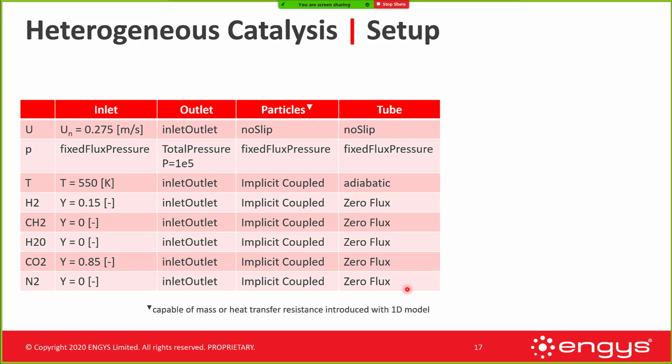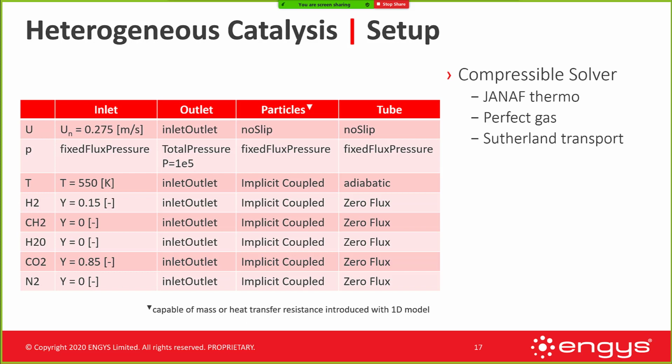I mentioned that if we wanted to use the water-gas shift and have an equilibrium reaction, if we wanted to remove some of the reactants through, say, a membrane at the wall to push a reaction one way or another, that would also be a great example of how the solver could work. For the particles, it's no slip for velocity, fixed flux pressure, and then all of the temperature and mass transport is implicitly coupled at this boundary. Just a little note, we're fully capable of adding mass and heat transfer resistance through a 1D model if we wanted to. For this case, I did not.